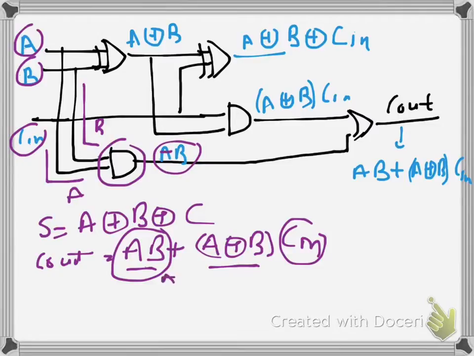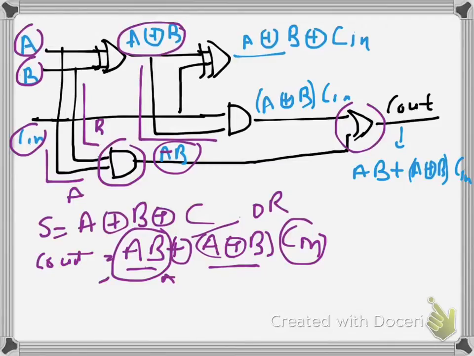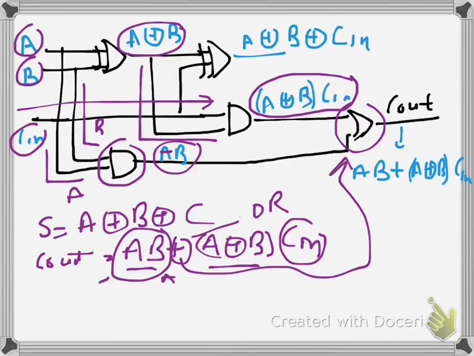Now this AB has to be added. Added means one OR gate will be needed. That is why here we have one OR gate. We have to OR this AB with A XOR B into C in. We have A XOR B here which is to be ANDed with C in. So we'll get an output A XOR B into C in, which has to be further ORed with A into B. So we get C out which is equal to AB plus A XOR B into C in. I hope you people have understood that.